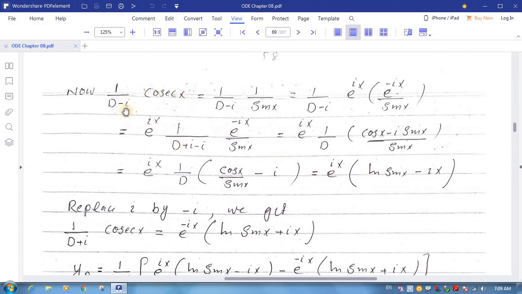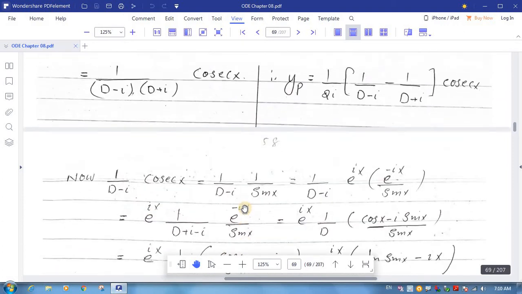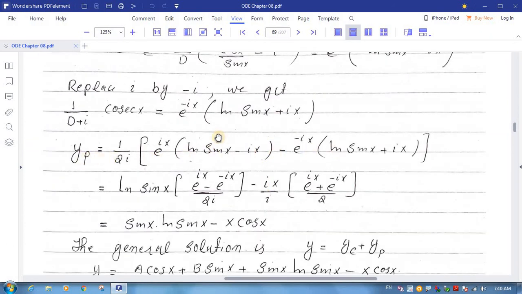Now replace iota by minus iota, so we get 1 over D plus iota cosecant x is equal to e power minus iota x. Replacing iota by minus iota everywhere, minus into minus will be equal to plus. Here we have obtained the value of this and the value of this. Putting these two values in the above equation, we will get yp equal to this one. This is the value of the first term, this is the value of the second term.